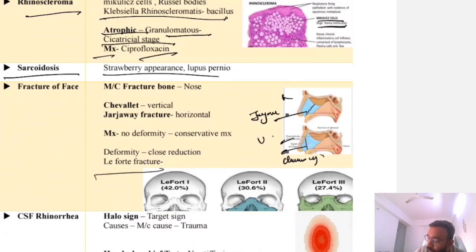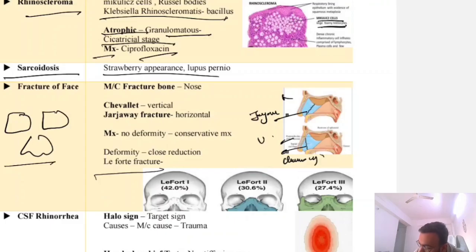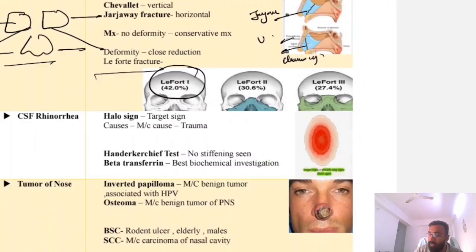Now the Le Fort fracture. So this is the skull. In Le Fort fracture, type 1 involves this area. In type 2, it involves this. And in type 3, it involves this. So there are 3 types of Le Fort fracture.